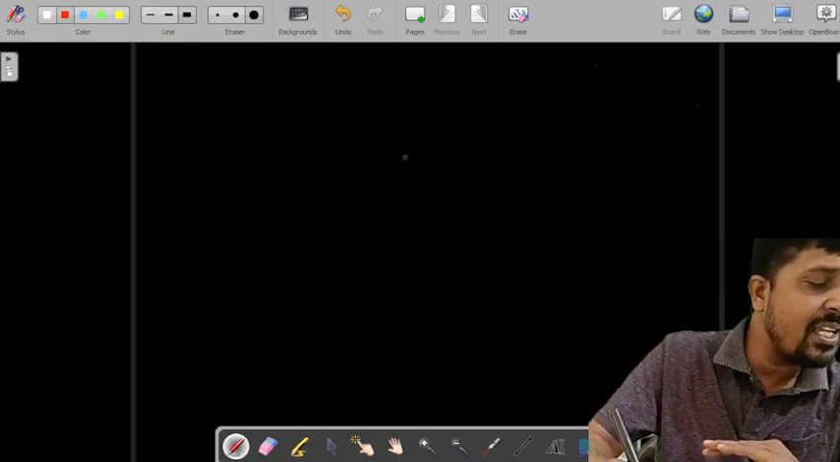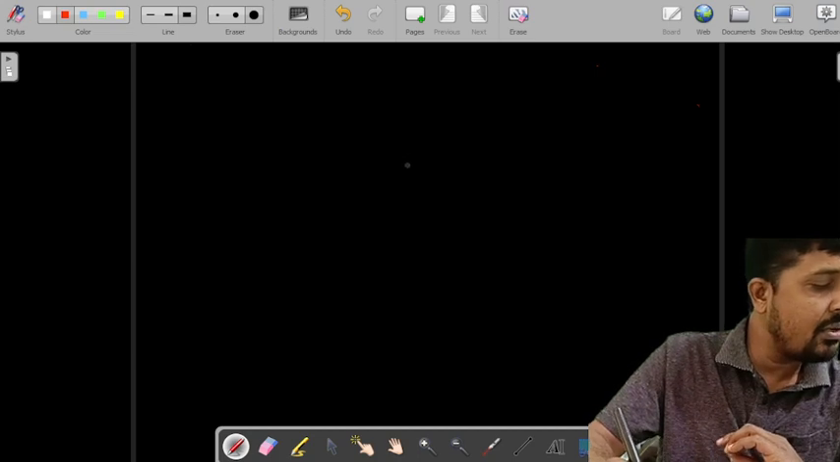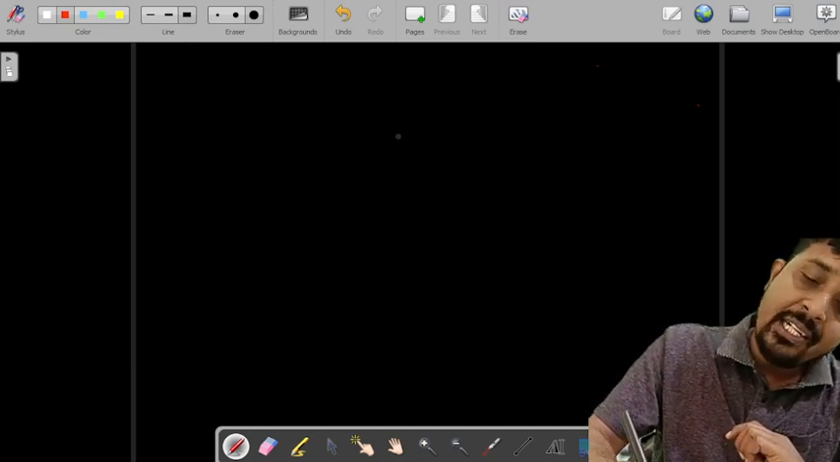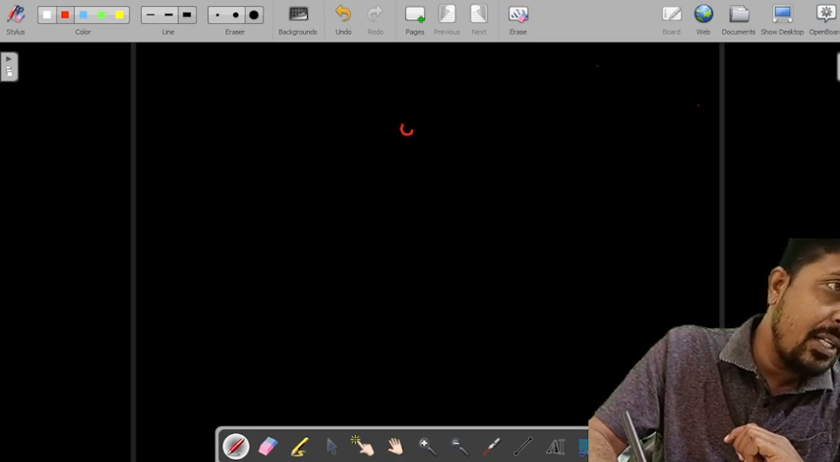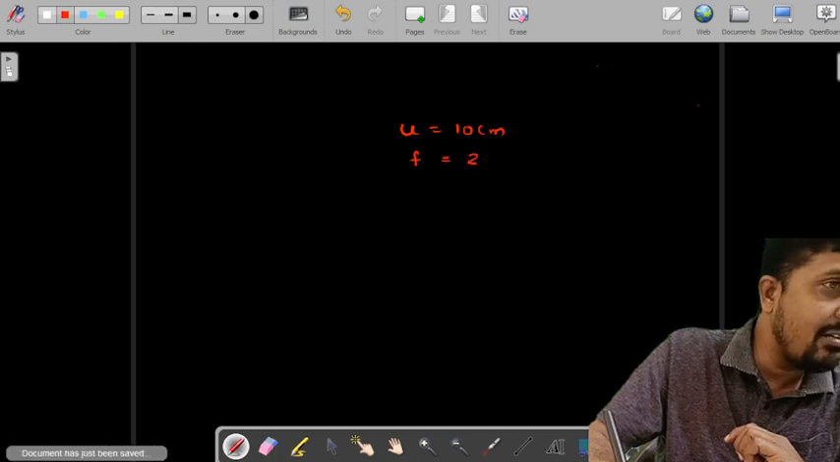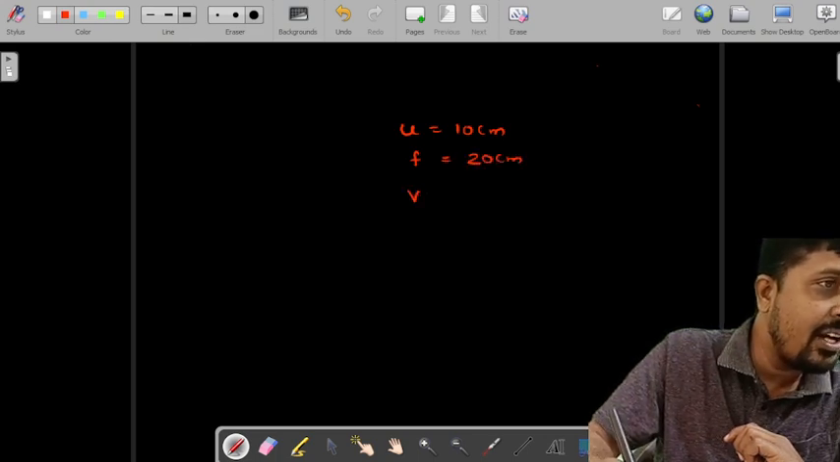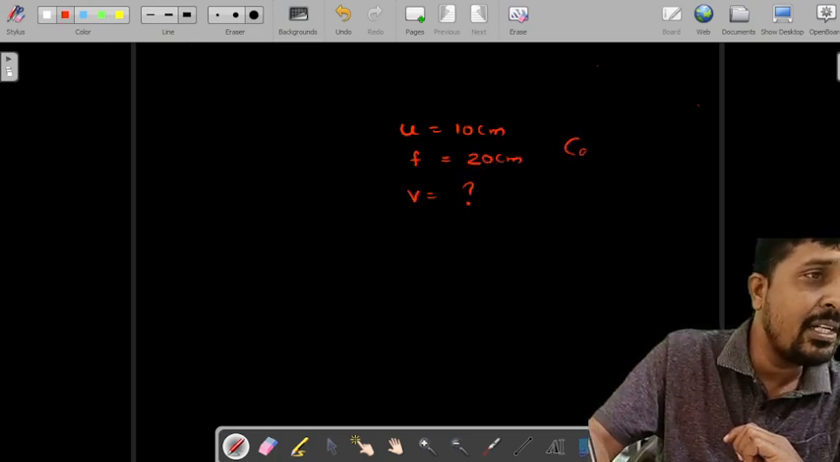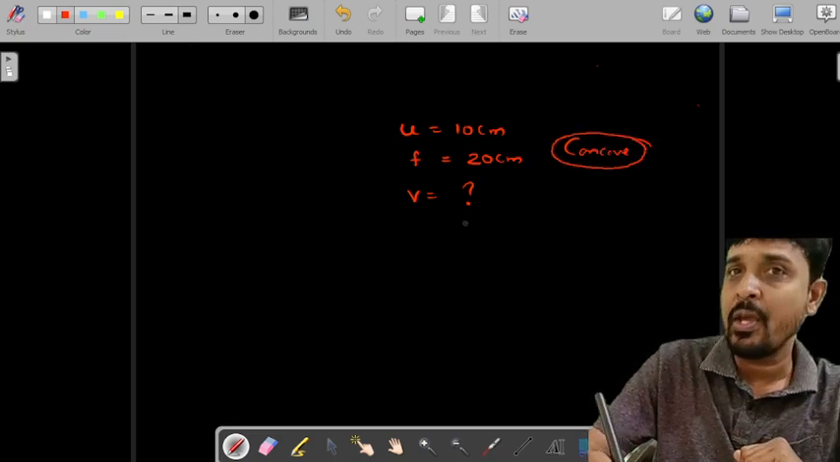An object is placed at a distance of 10 centimeters. That means u is equal to 10 centimeters. Focal length is equal to 20 centimeters. Where is the image going to be formed? It's a concave mirror. Now guess.